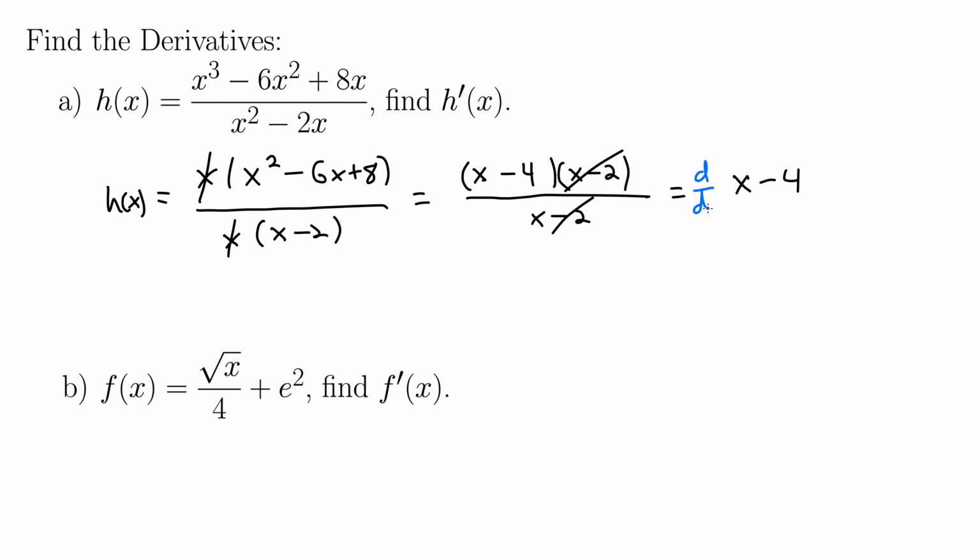So let's do d by dx of that. Well, it's simply a polynomial. What's the derivative of x? What's the derivative of negative 4? Well, the derivative of x is simply 1, right? I'm sorry, this is x to the 1. We use the power rule. It becomes x to the 0, leaving this 1 just hanging out in the front. There's always an invisible 1 hanging out in the front there. The derivative of negative 4, since that's a constant, is just 0. That's the constant rule. So after all that, we have h prime of x equals 1.